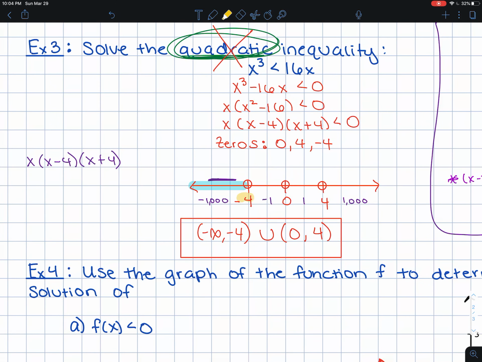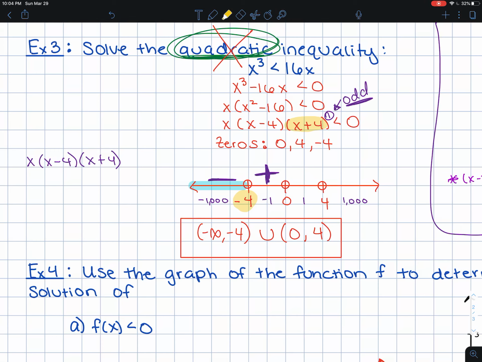Okay, so let's look at negative 4. Where did negative 4 come from? Which factor? If you said x plus 4, you are correct. Now, the power of the factor x plus 4 is odd. There's an imaginary 1 there. Because the power is odd, then I know that the sign for my next interval is actually going to change. So we went from negative to positive.